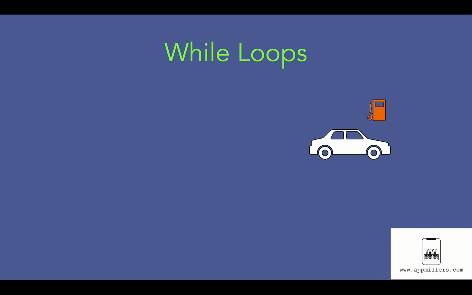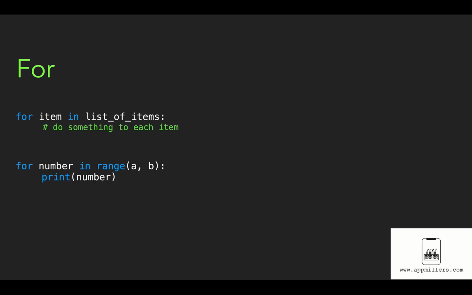So let's compare this against the for loop that we have seen before. We have two kinds of for loops. The first one is where we are looping through a list of items and doing something with each item in this list. And the other one is using the range function, where we create a range between A and B and we use each number in that range to do something. In this case, we are just printing out this number to the console.